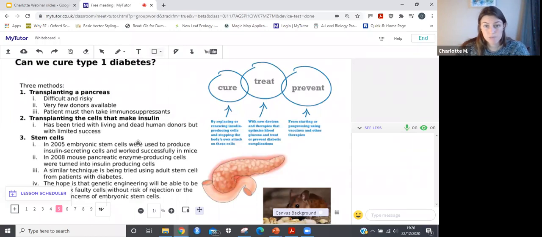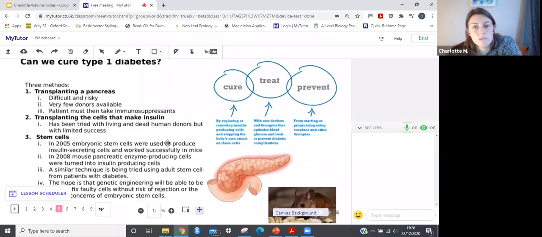Can we cure it? So there's 3 methods that have been trialed for curing type 1 diabetes. The first involves transplanting a pancreas. So a couple of you I noticed did say in the Q&A or the chat, why couldn't we use someone else's pancreas? Yeah, they're trying it. It's difficult, it's very risky because it involves an operation. Tend to be very few donors available because you have to have a pancreas that will be accepted by the other person's body, so it has to be a match.